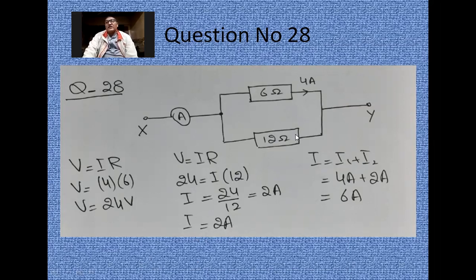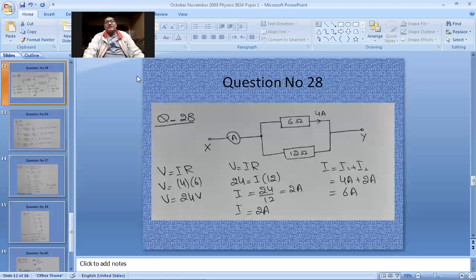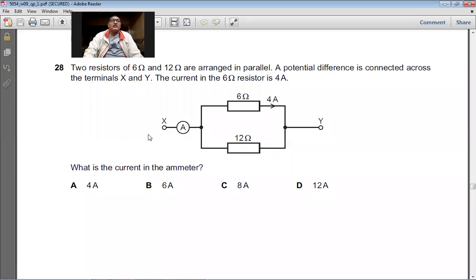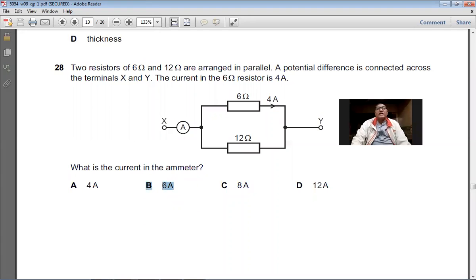So I know the current flowing through this branch is 2 ampere. 4 ampere current is flowing in this branch, 2 ampere current is flowing in this branch. So from here, both the currents will be together. So 4 ampere plus 2 ampere, and it will be 6 ampere. So let's check 6 ampere. Do we have that choice? Yeah. Question number 28, I think B is the 6 ampere.